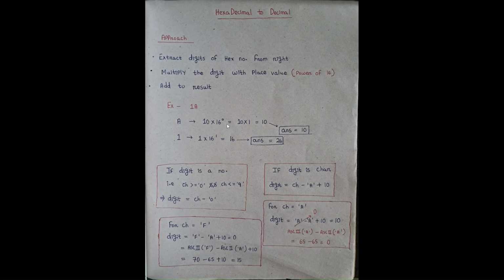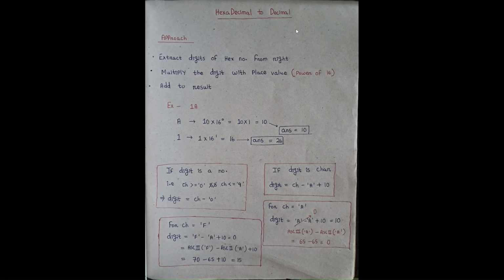Then we multiply 10 by the power of its place value, that is 16 to the power 0. That becomes 10 into 1, which is 10. So our answer is 10 after the first iteration. Then in the second iteration, we get the second digit, that is 1. We multiply it by the place value, 16 to the power 1, so we get 16, and then we add it to the previous answer, 10. So we get 10 plus 16, that is 26.